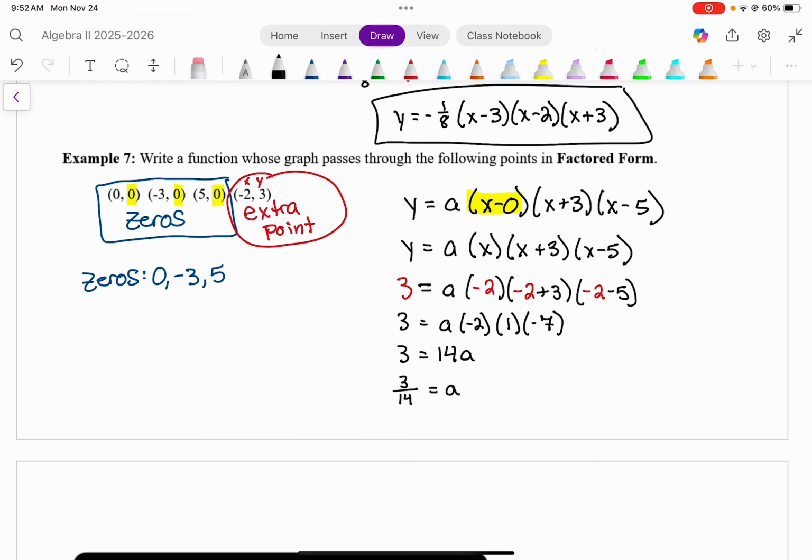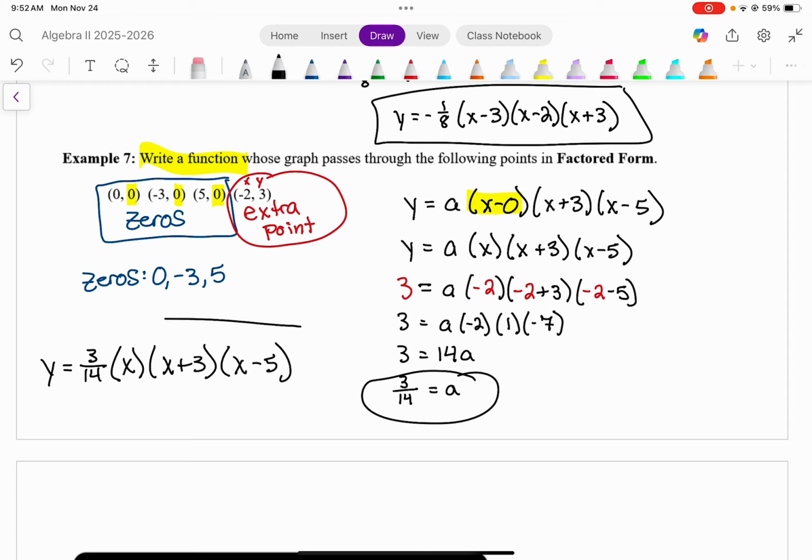Now again, this is where a lot of people stop, they circle that, and then they think they're done. But you are asked to write a function, so make sure you are getting this easy point at the end where you just write down your equation. So don't forget your equation at the end, and that is your answer.